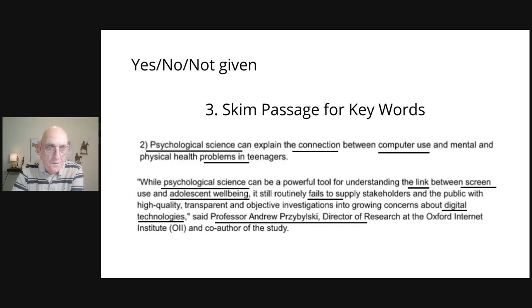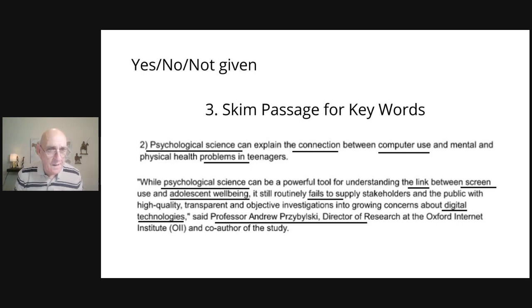with our keyword strategy. And so number 2, psychological science. We know we're in the right place. We have that exact word in our paragraph, and we see the word connection, and we see a synonym for the word connection is the word link. Screen use, similar to computer use, and problems in teenagers is the antonym for adolescent well-being. So what would be the answer to this question?